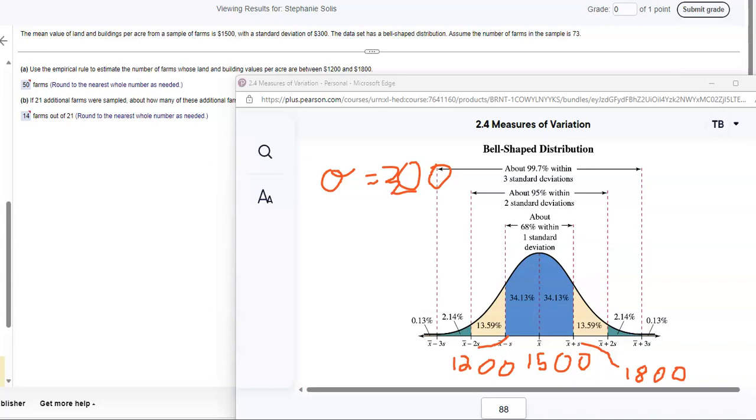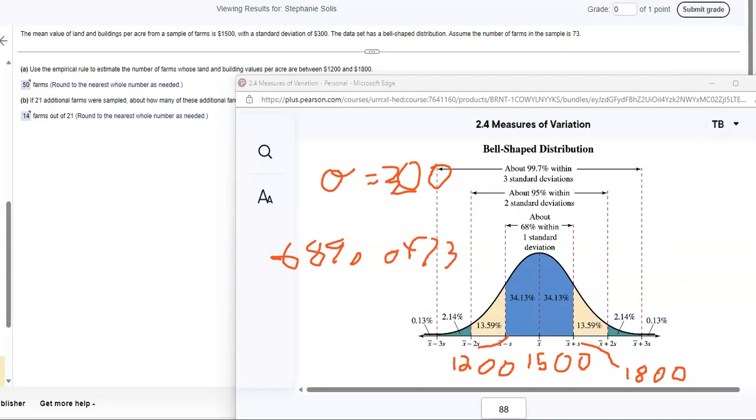Using this rule, what's the number of farms between 1,200 and 1,800? Well, from 1,200 to 1,800 is within one standard deviation, or 68% of your data. Well, how much data do we have here? We have 73. Sample size is 73. So we want to take 68% of 73. So 68% of 73, that's where they get to 50 at.